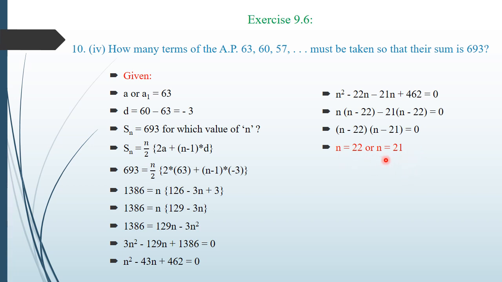Both answers are correct here. You can check by calculating the nth term, that is the 22nd term and 21st term, and apply the formula Sn equal to n by 2 into a plus an, and check whether you are going to get Sn equal to 693 for both n equal to 22 or 21. So both answers are correct here. You can verify that using the formula I just mentioned.